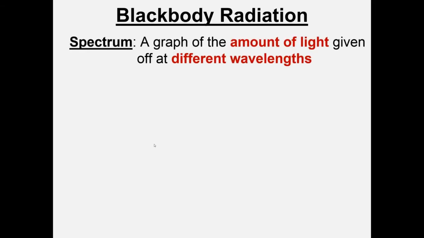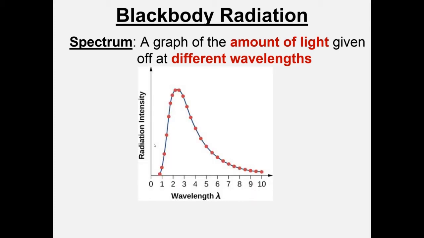So black body radiation has a certain spectrum. And a spectrum, if you think about what a spectrum is, you're used to the spectrum as being the different colors, right? But those are different wavelengths. So a spectrum is best done as a graph of how much light something is putting out at different wavelengths, which is the graph I already showed you.